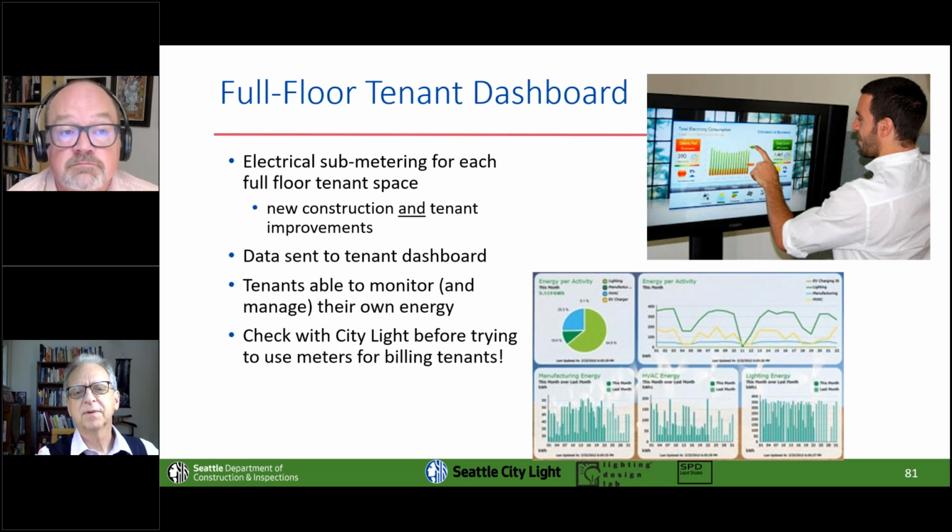Right. That last bullet point's important. Billing tenants is maybe acceptable under certain circumstances in a commercial building, but do have a little sit down with the people at City Light to make sure that you're not going to get yourself into some kind of trouble.